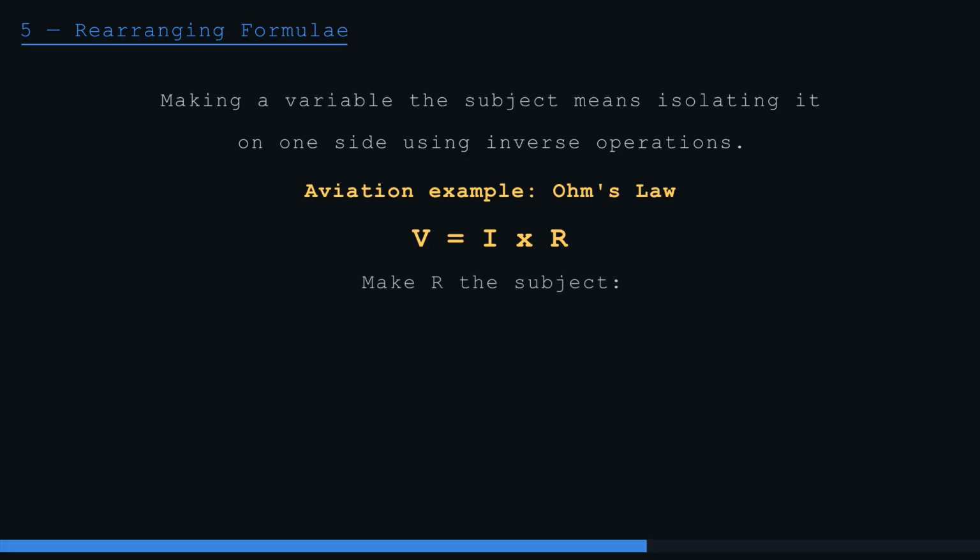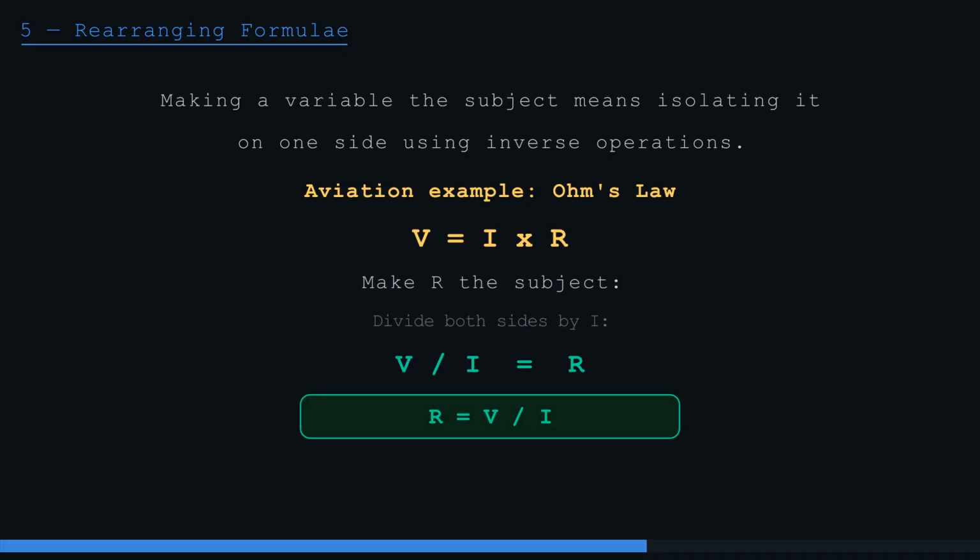Rearranging a formula means making a different variable the subject by isolating it on one side using inverse operations. In aviation, Ohm's law states V equals I times R, where V is voltage, I is current, and R is resistance. To make R the subject, divide both sides by I. This gives R equals V divided by I.